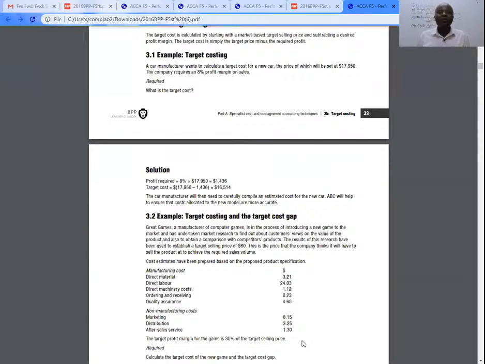Like now, advanced MA, is it possible to get an exam over advanced MA where you do not have variances? No, variances have got to be there.